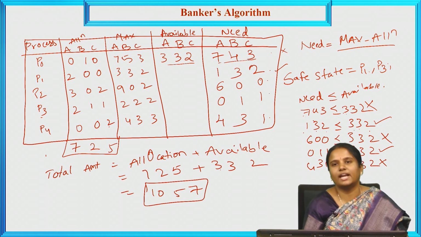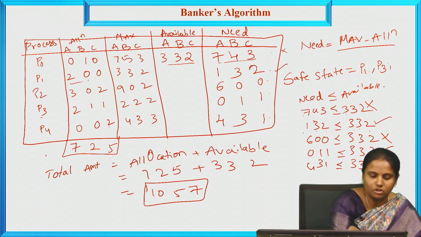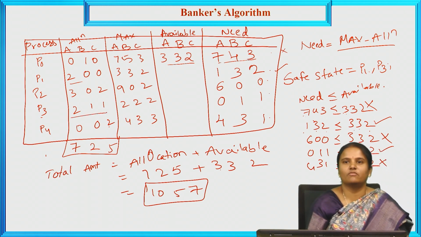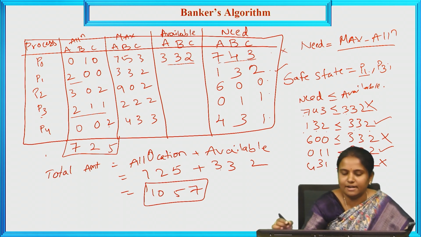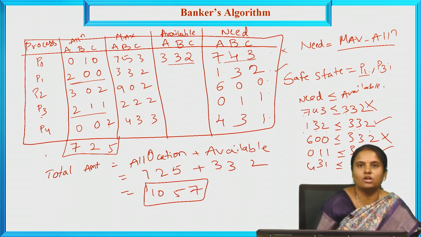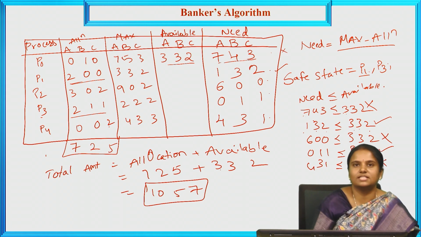So either you can add the allocation amount of this P1 or P3 as you wish. Why? Because here we can take any value of P1 or P3. It is not a unique value that you need to take P1 or P3. So as you wish, you add the allocation amount to the availability amount. So I am taking the P1 value. What is the P1 value here? 200. So 200 I am adding to this availability amount.